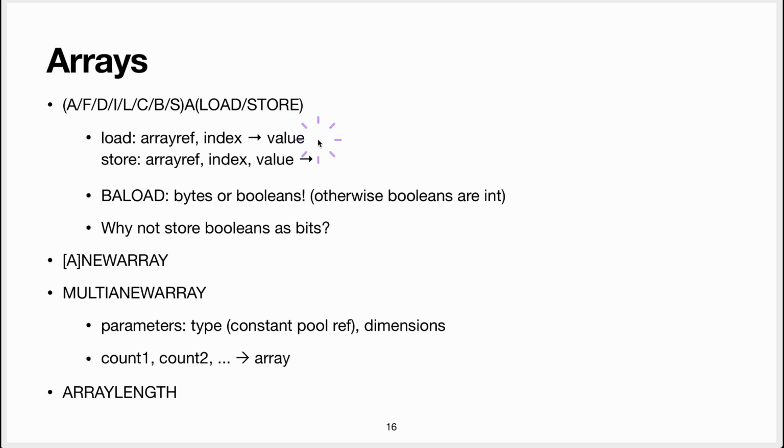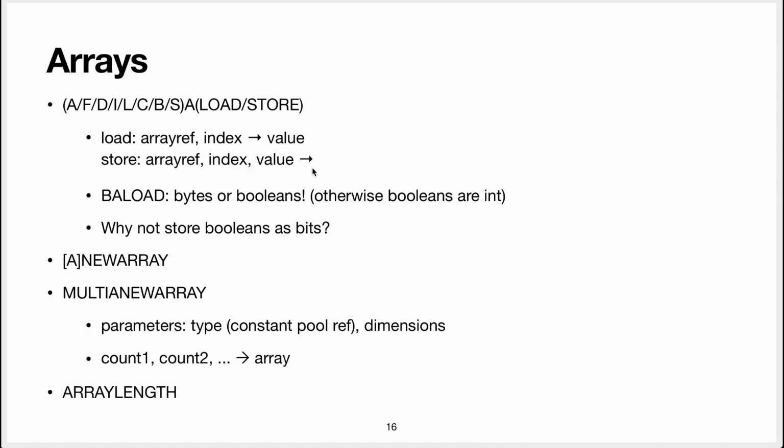So if you take the load instruction, what it does is it takes an array reference from the stack, an index from the stack, and the top of the stack again is here, removes them, and then it pushes the value that it read from the array on the stack. Store is the opposite, so it also takes an array reference and index, then it takes a value, and it removes all of that, and it writes the value into the array.